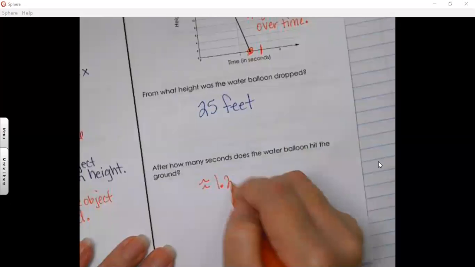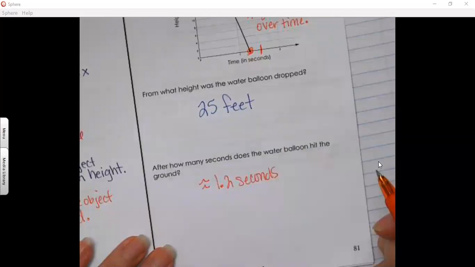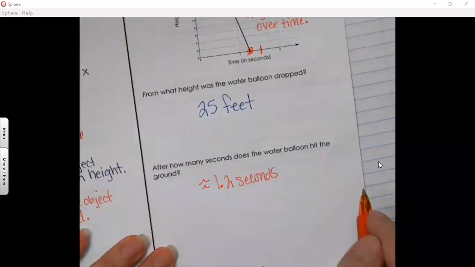So those little squiggly lines mean approximately. If you put 1.3 and I put 1.2, that's okay. It's approximately, right? We're estimating, right, Lakin? Head up, please. Is everybody cool with that?